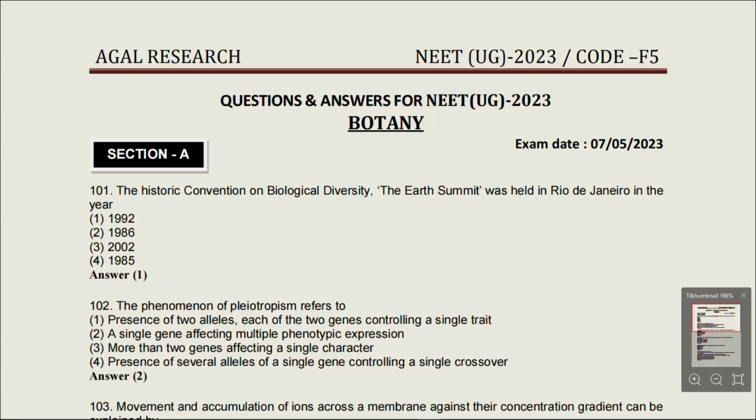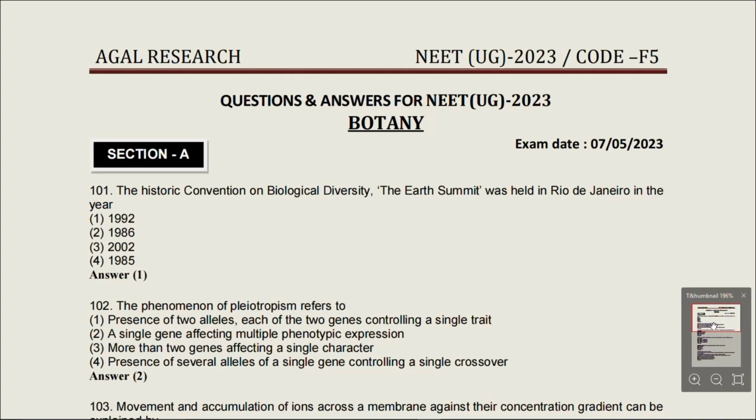The next one, the phenomenon of pleiotropism refers to a single gene affecting multiple phenotypic expression. The answer is second one. Pleiotropy refers to the phenomenon in which a single locus affects two or more apparently unrelated phenotypic traits. And this question is taken from Genetics and Evolution Unit 7, Chapter 4, Principles of Inheritance and Variations.